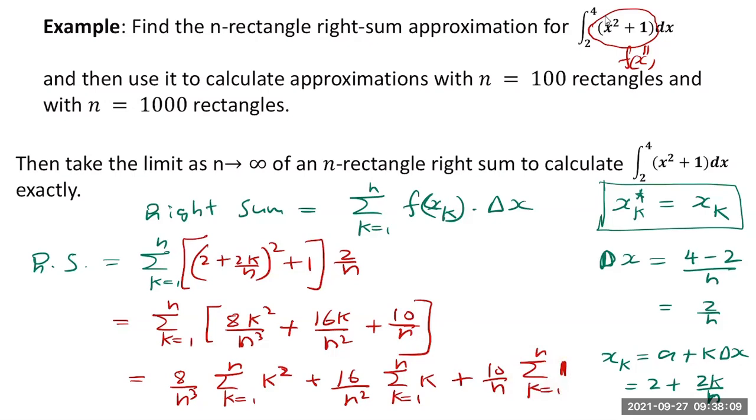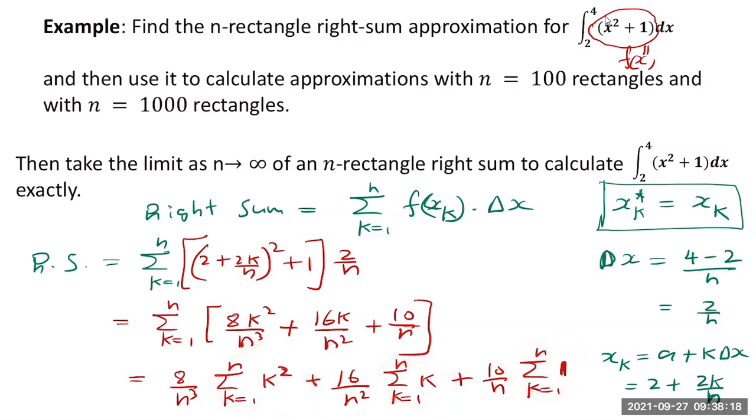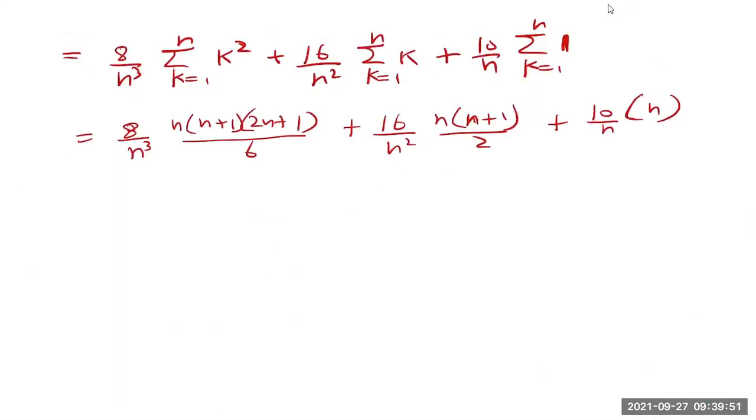Now I can use formulas. I have a formula for sigma k squared, sigma k, and sigma 1. So let's apply those formulas. If you apply the formulas, this is going to be n times n plus 1 times 2n plus 1 divided by 6, and this is going to be n times n plus 1 divided by 2. And this is, of course, n.